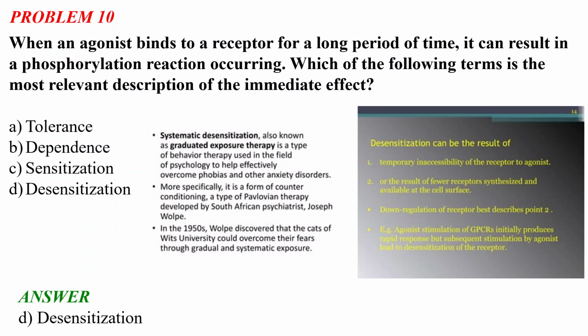Desensitization can be a result of temporary inaccessibility of the receptor to the agonist. If the agonist is bound to the receptor for a long period of time, it can result in a phosphorylation reaction, and this will lead to temporary inaccessibility of the receptor to the agonist, or it is a result of fewer receptors being synthesized and available at the cell surface. Downregulation of the receptor describes the second point. For example, agonist stimulation of GPCRs initially produces a rapid response, but subsequent stimulation by the agonist leads to desensitization of the receptor.